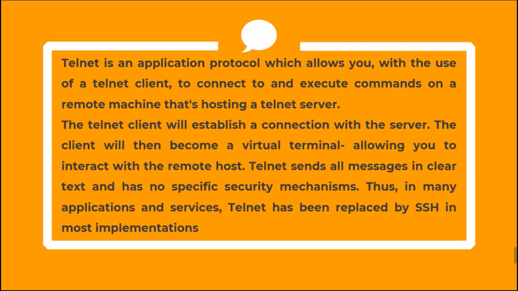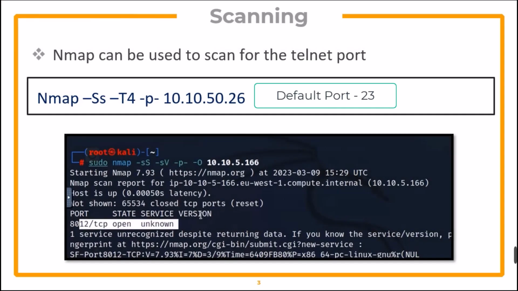Telnet sends all commands in clear text and has no specific security mechanisms. Thus, in many applications and services, Telnet has been replaced by SSH in most implementations. To scan for Telnet ports, you can use Nmap. Normally, Telnet is running on port 23. However, it is always the best practice to scan for all ports.